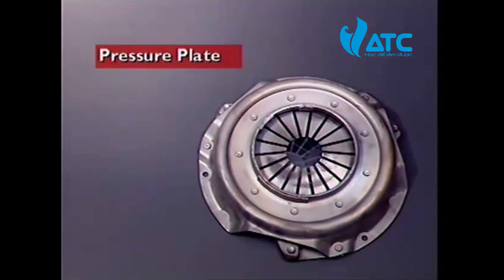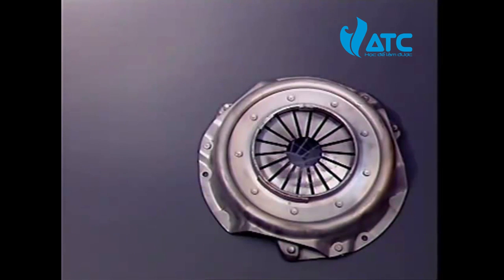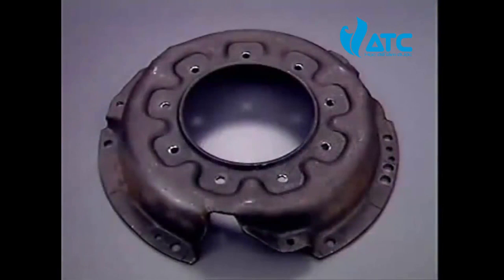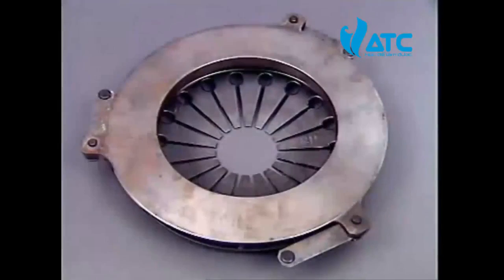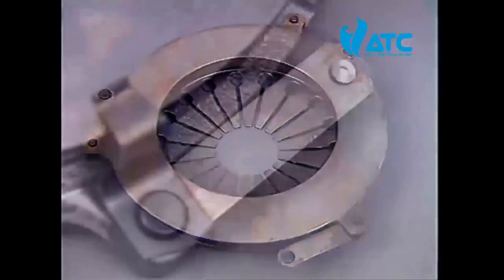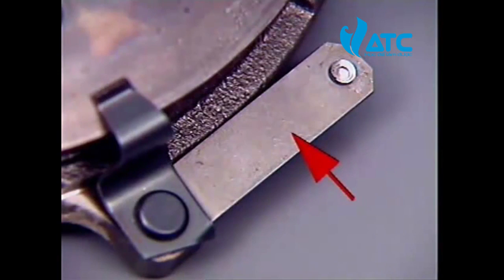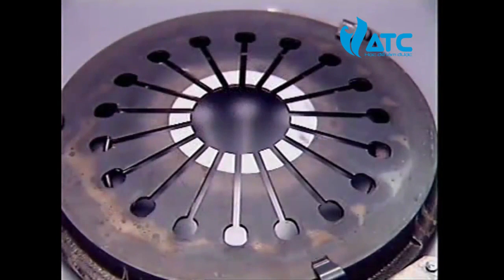In light vehicle applications, the pressure plate is normally a diaphragm type and is serviced as an assembly. It consists of a pressed steel cover, a pressure plate with a machined flat surface, a number of spring steel drive straps, and the diaphragm spring.